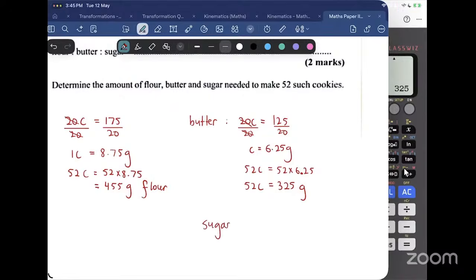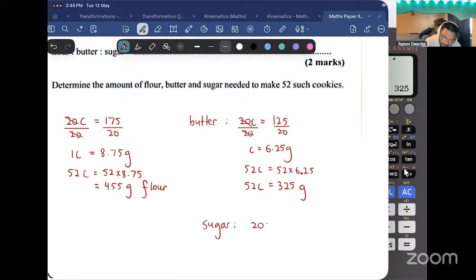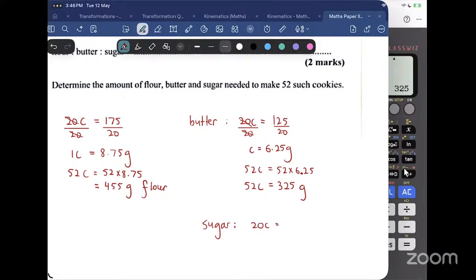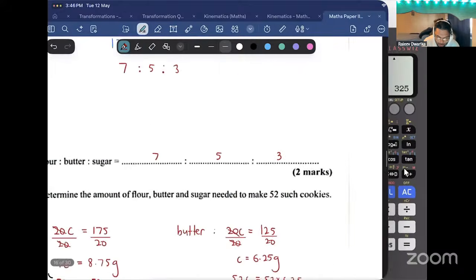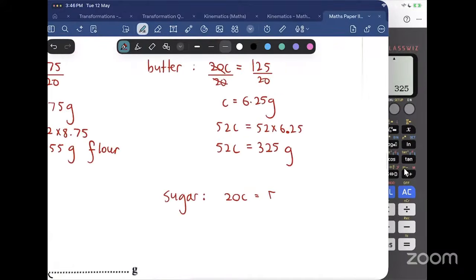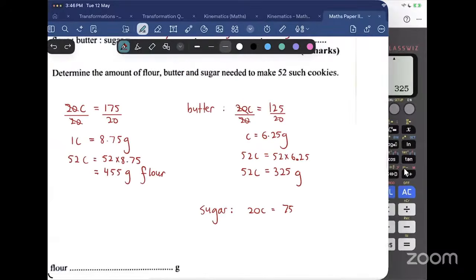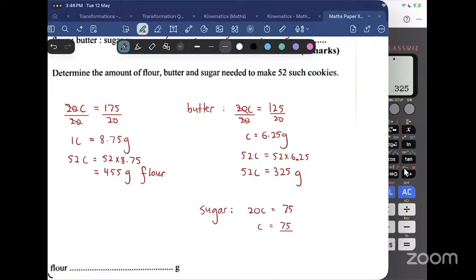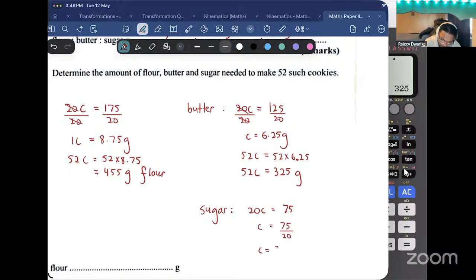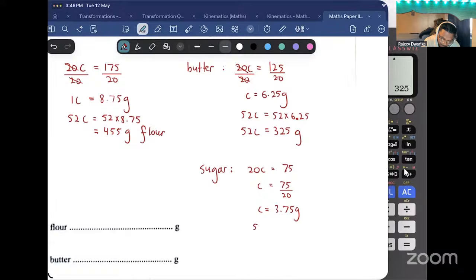So sugar. To make 20 cookies, how much sugar would we use? It was 75 grams of sugar. To find for 1, I'll just divide by 20 on both sides. I got 3.75. And I want to find 52, so I'll multiply both sides by 52.